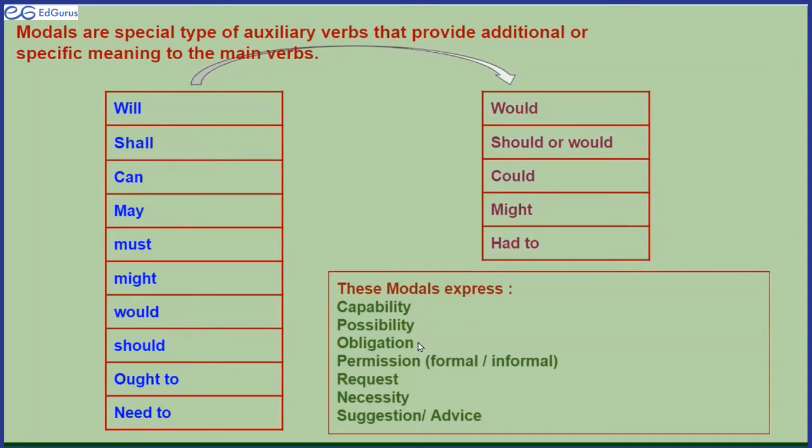Obligation. You should close the door. Permission. You can sit here. It is informal permission. You may sit here. It is formal permission. Now you see, if you are going to the librarian, you will ask the librarian, ma'am, may I sit here? She would say, you may sit here. Now what is this, formal permission or informal permission? Ma'am, formal. Formal permission, right?